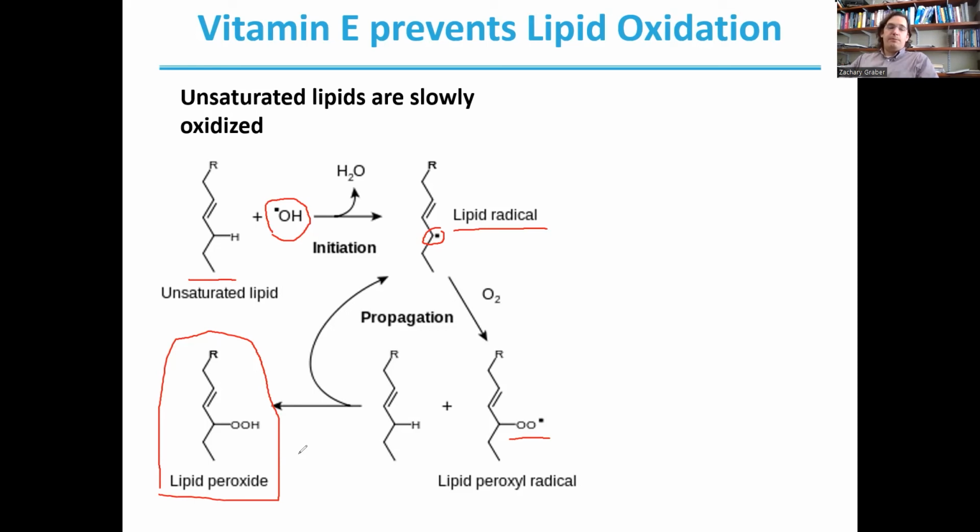Now, this, of course, will affect the properties of our unsaturated lipid, and can ultimately then affect the properties of our membrane as a whole, as more of our unsaturated lipids are turned into these lipid peroxide products.